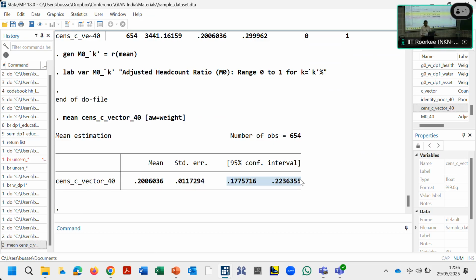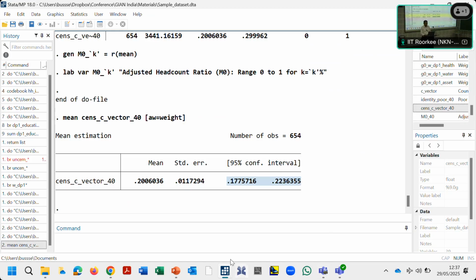Any question? Actually, M0 values for all households? No. I have just saved it as a variable. That's all. I have not created it for every household. I have just saved this value as a variable so that I can use it later. I just saved it as a scalar, but there is no other way of saving it. But this is a scalar, 0.20.